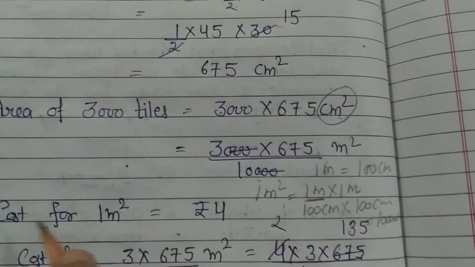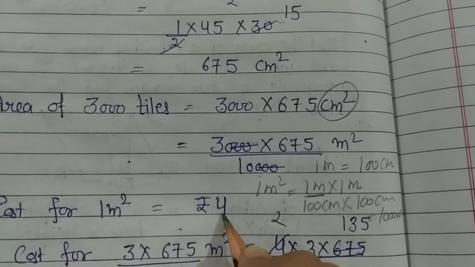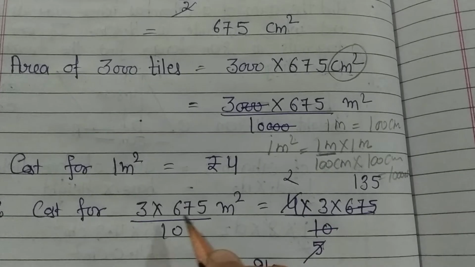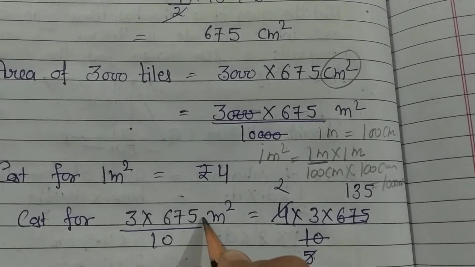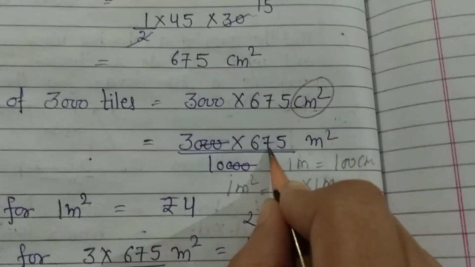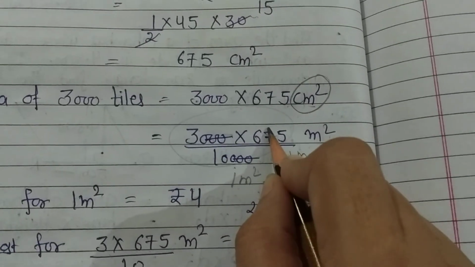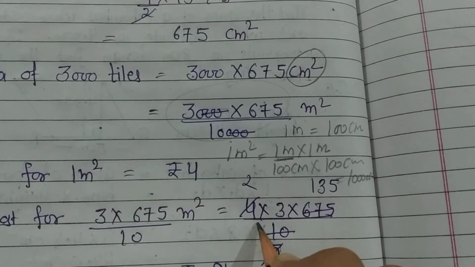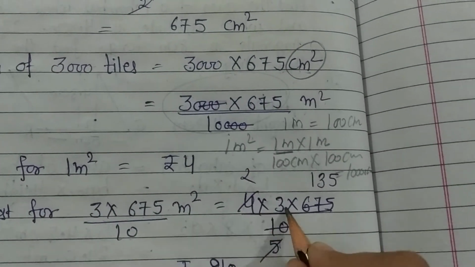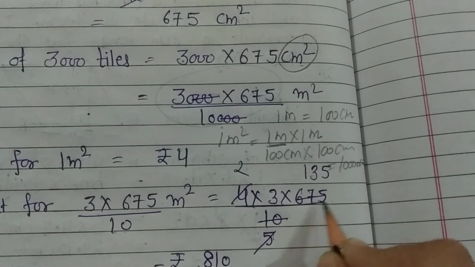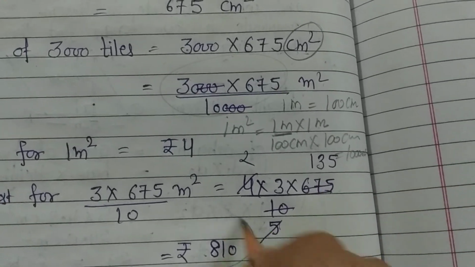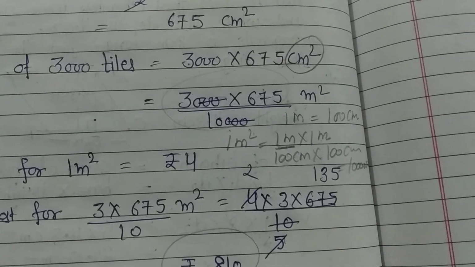Okay. Now the cost of 1 meter square is rupees 4. So the cost for 3 into 675 by 10 meter square. I have not multiplied it in the first. Here I have multiplied: 4 into 3 into 675 by 10. After cutting, it is coming rupees 810.